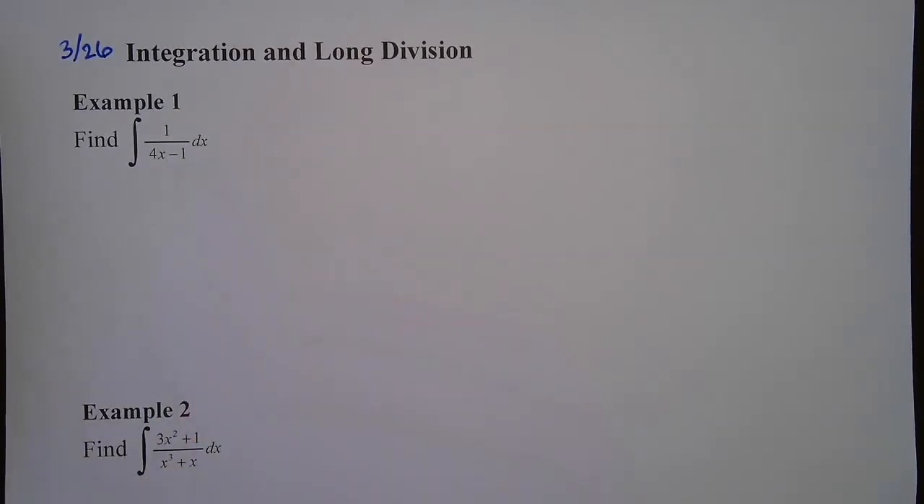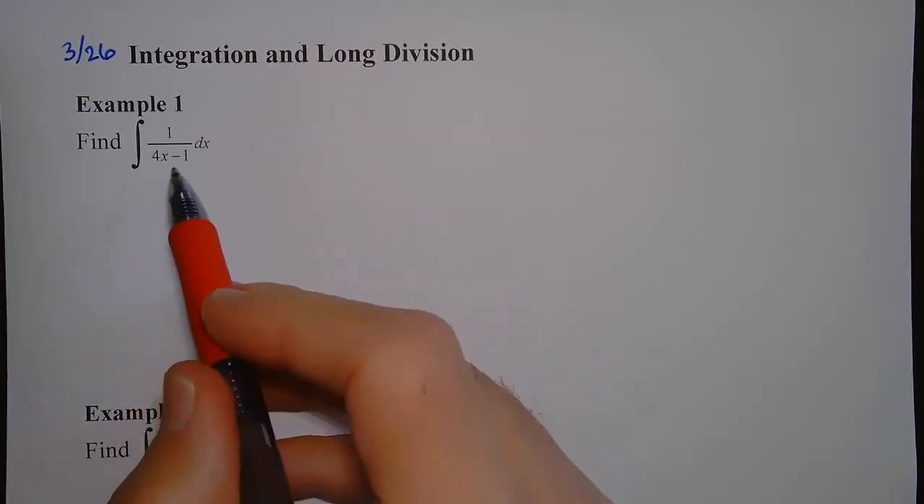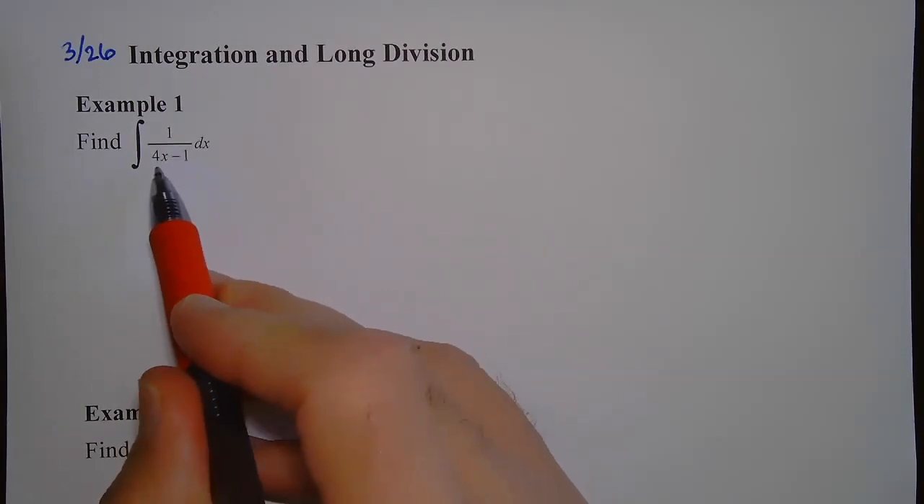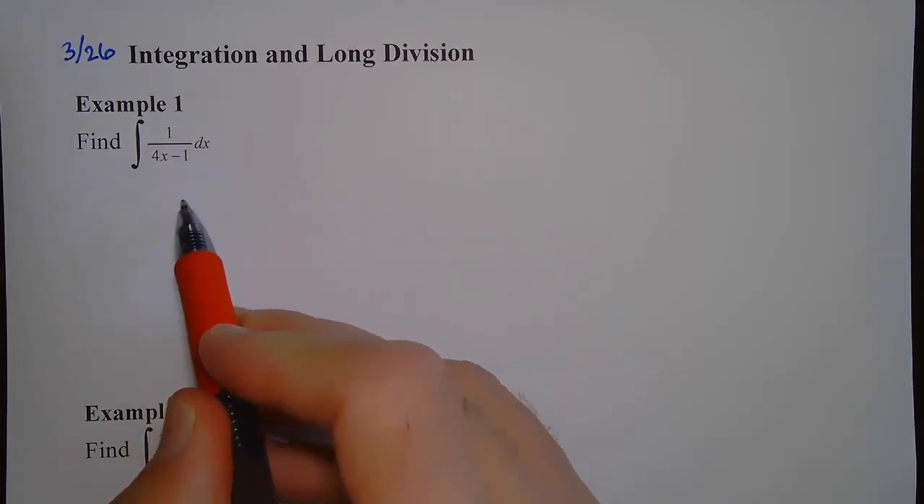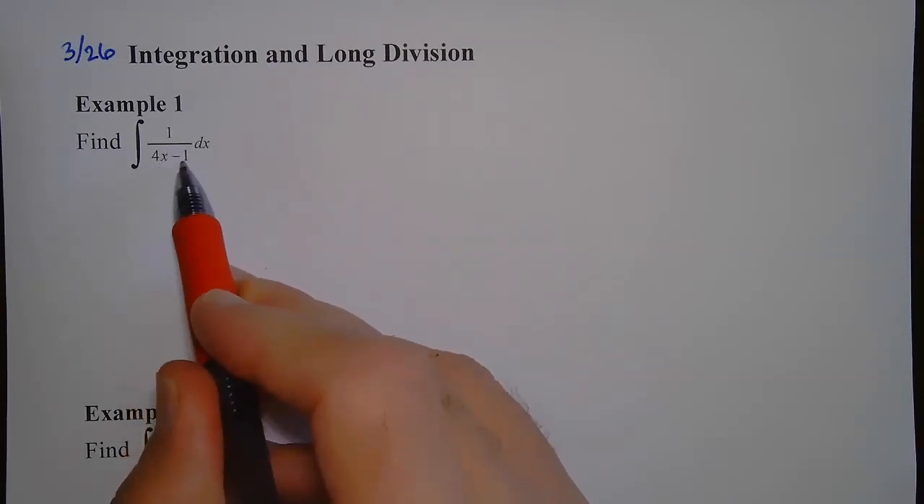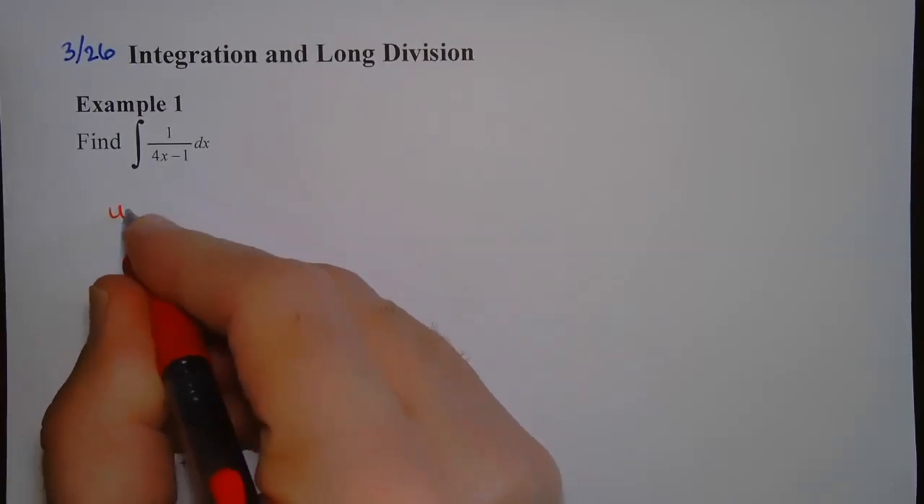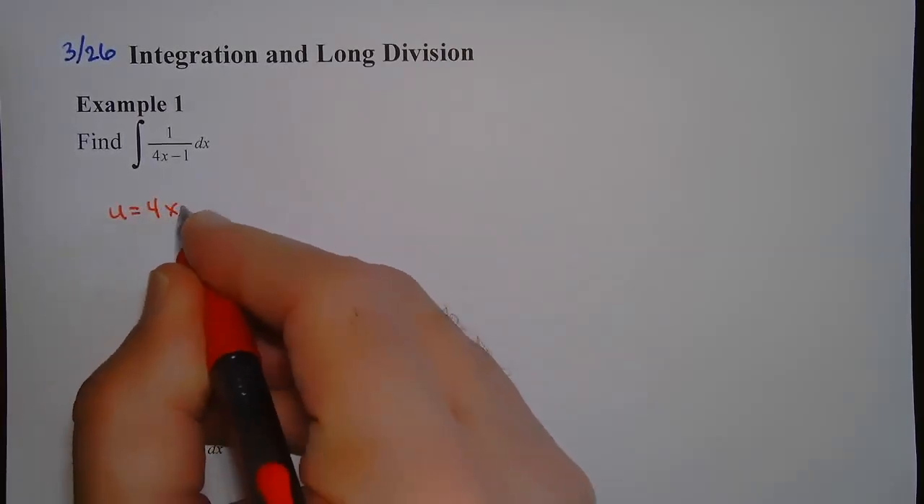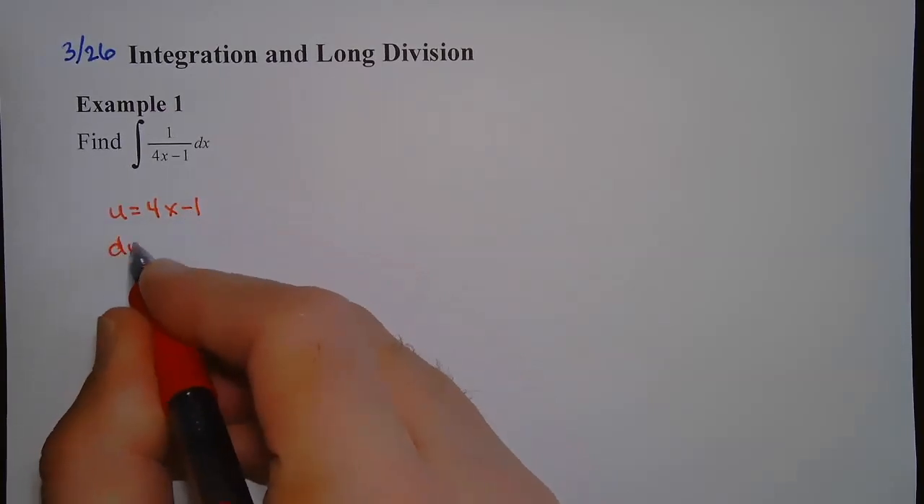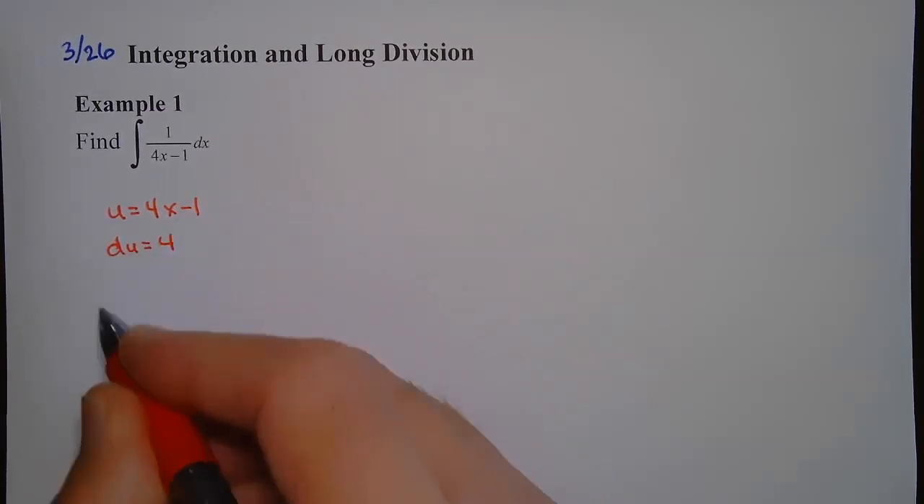This doesn't look like any of the integration rules that we've learned. So what else could we do? Well, we could go to integration by substitution. What should we try to let u be? If we take the derivative of this, we would pick up a 4 and then a dx, because the derivative of negative 1 would be 0. So if we let u equal 4x minus 1, then du would become 4 times dx.